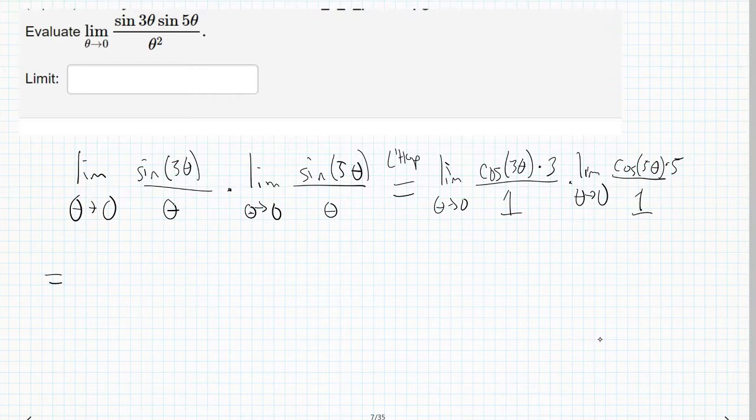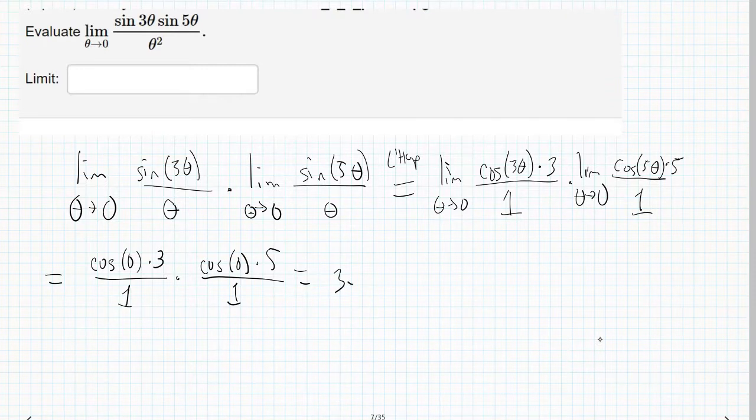So what does this make? Well, we can plug in. You get cosine of 0 times 3 all over 1 times cosine of 0 times 5 all over 1. So notice that makes 3 times cosine of 0 is 1, so that's just 3 times 5. That's multiplication there. So the answer is 15.